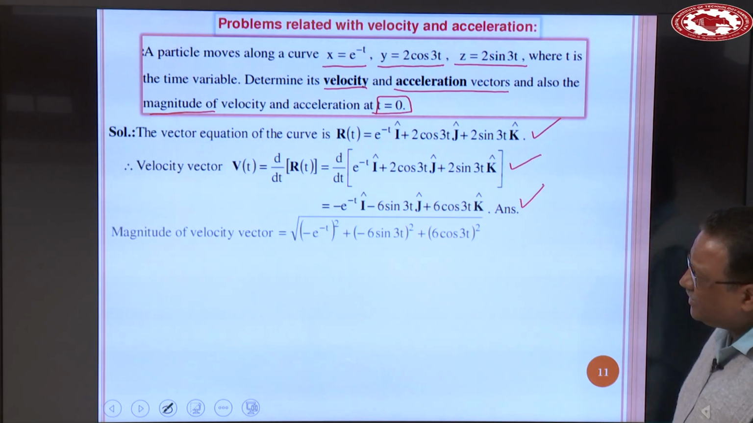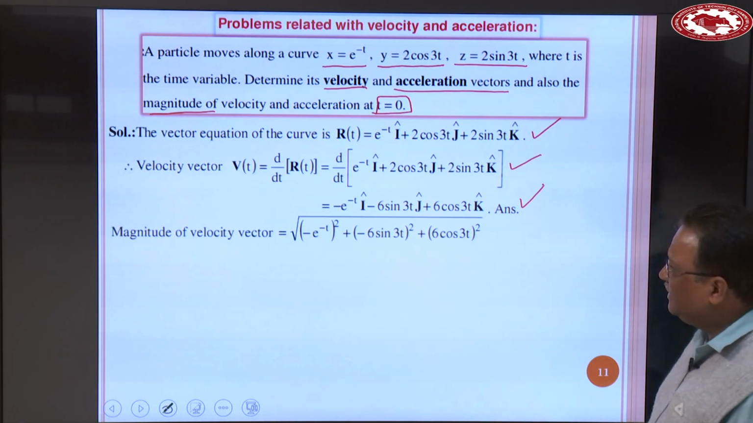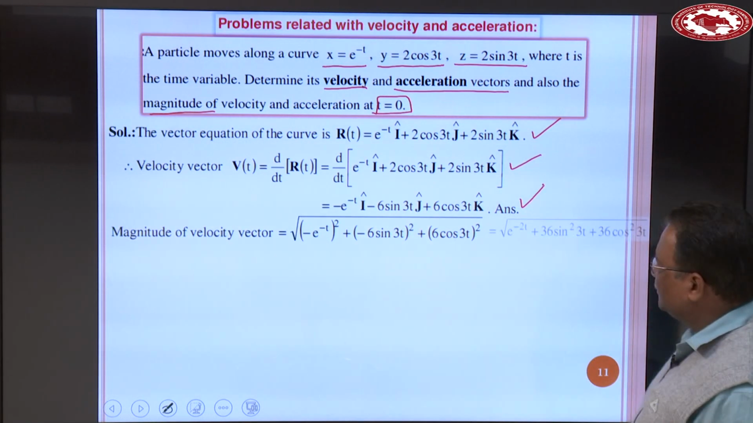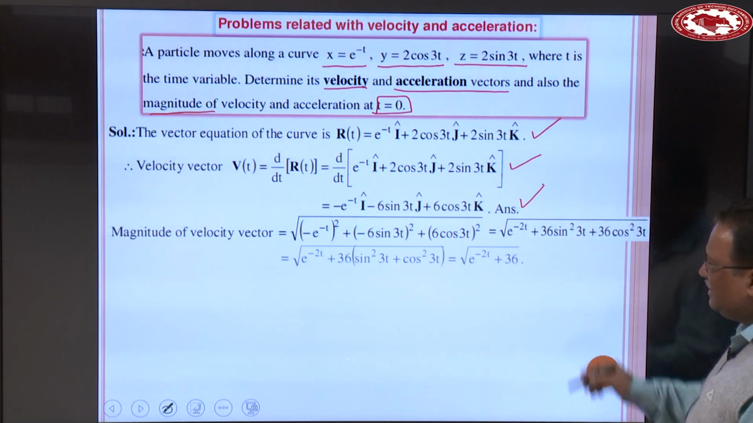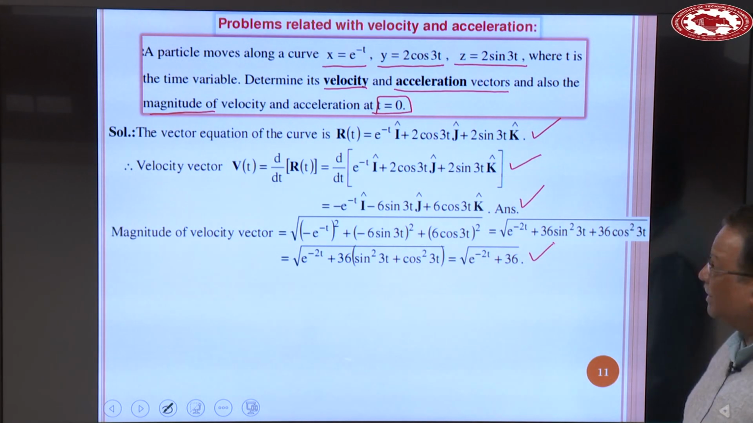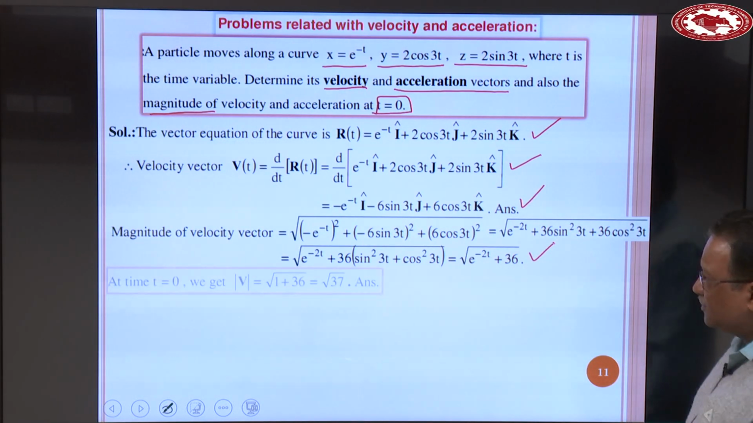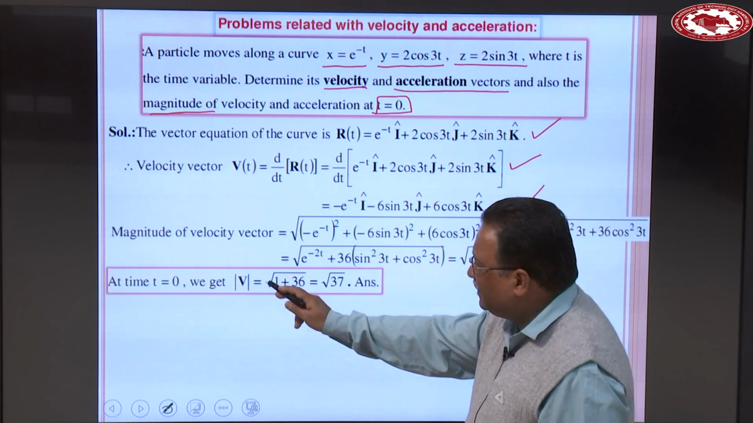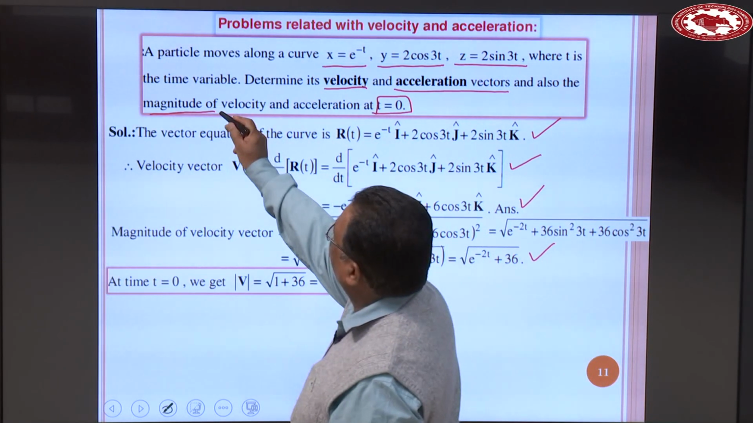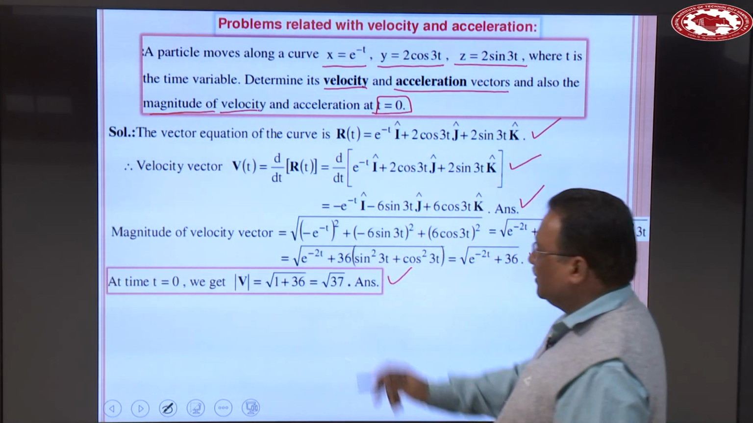Okay. What is the magnitude of this velocity vector? Okay. This square plus this square plus this square and under root. Okay. And resolve this problem. Okay. Simplify this one and you will get under root of e raised power minus 2t plus 36. But t is equal to 0. Okay. So, t is equal to 0, magnitude of v is under root 37. So, that one is the second part. So, magnitude of velocity at t is equal to 0 is under root 37.